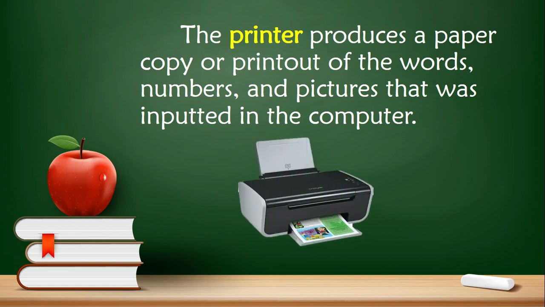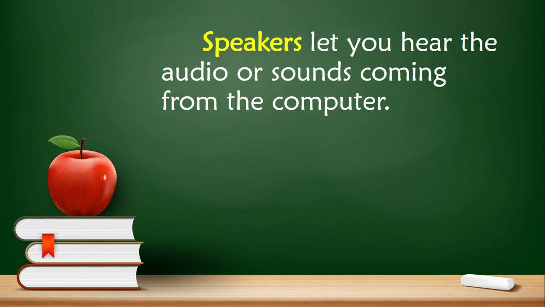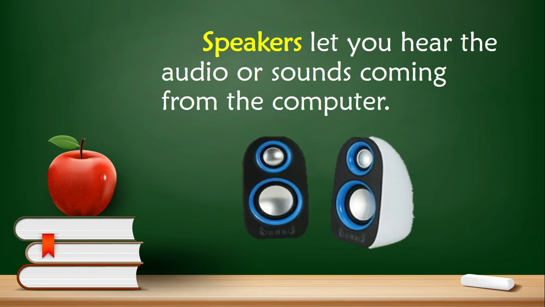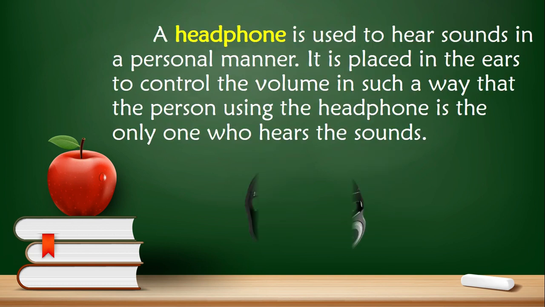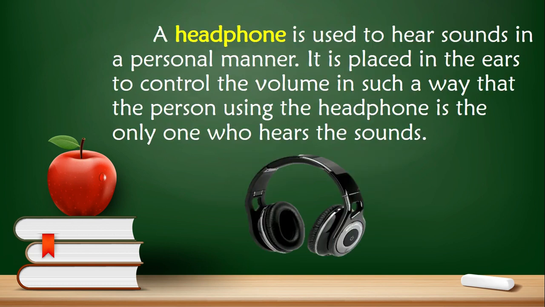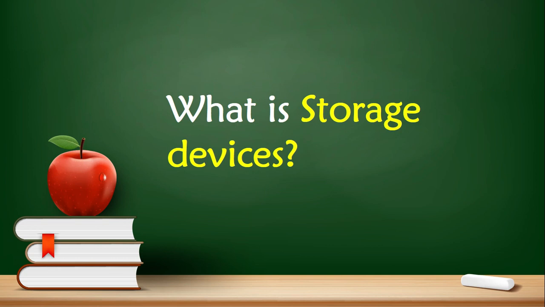The printer produces a paper copy or printout of the words, numbers, and pictures that were inputted in the computer. Next, we have the speaker. It lets you hear the audio sounds coming from the computer. A headphone is used to hear sounds in a personal manner. It is placed in the ears to control the volume in such a way that the person using the headphone is the only one who hears the sound.